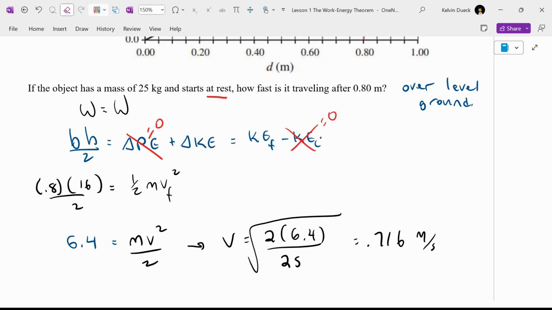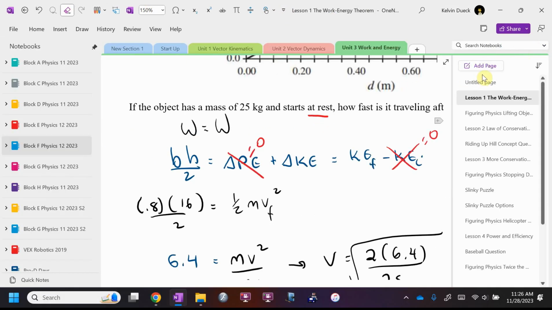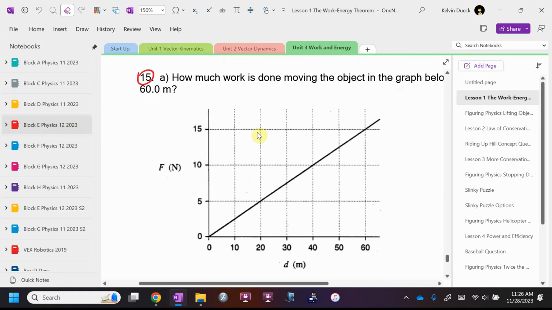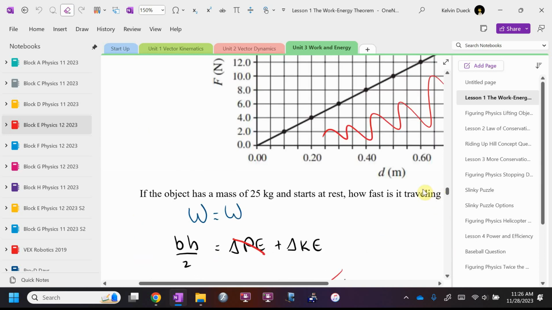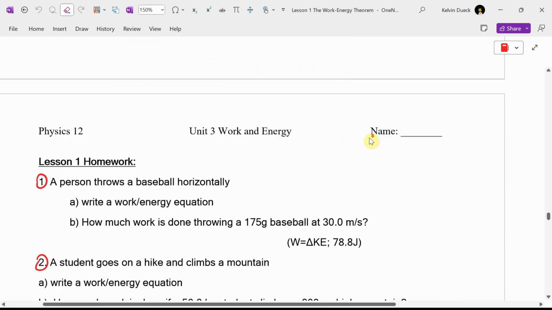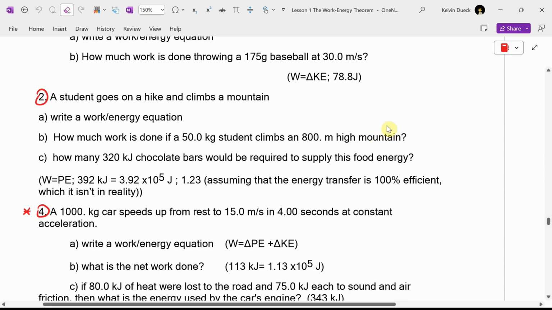What's your homework? Here's what I assigned my block E's. One is good, two is good. You could skip number 3. 4 is good. Put a star next to number 4. Part C, you need to read very, very carefully.